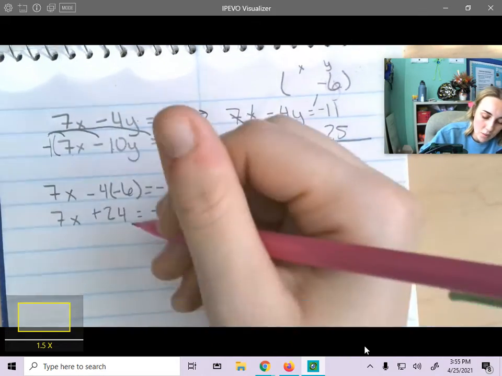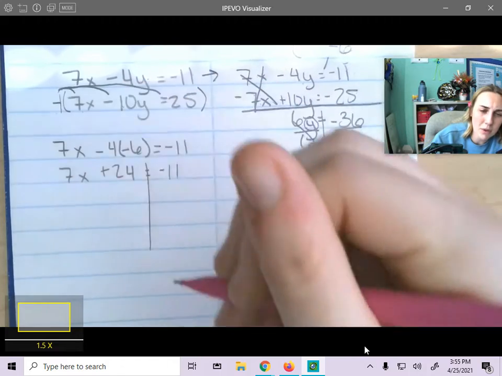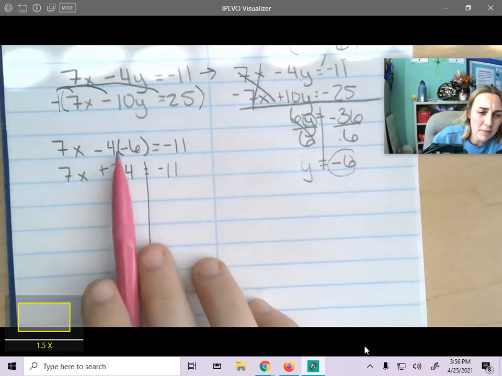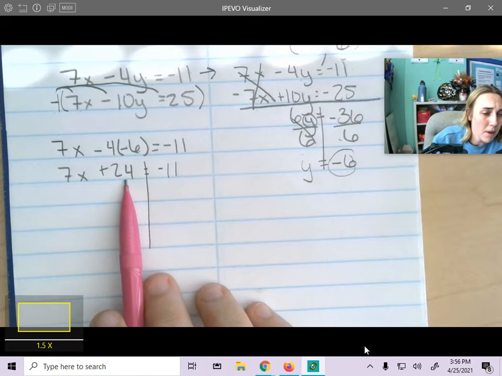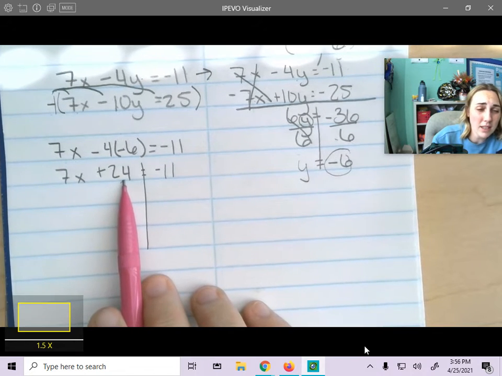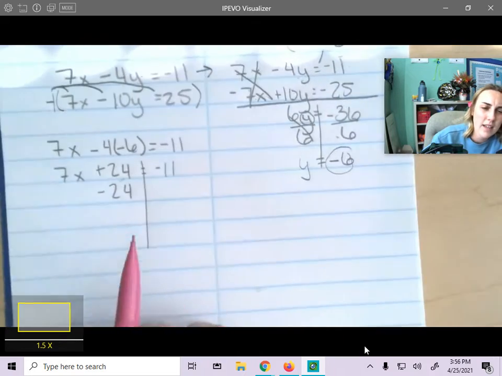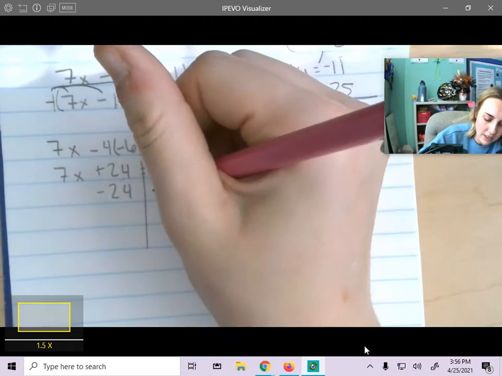Once I have that, now I have a two-step equation where I can solve for x. When I have a two-step equation, I need to get rid of my constant first. My constant here is a positive 24. So I have to do the opposite of a positive 24, which is a negative 24. And if I do it on one side, I have to do it on the other side as well.